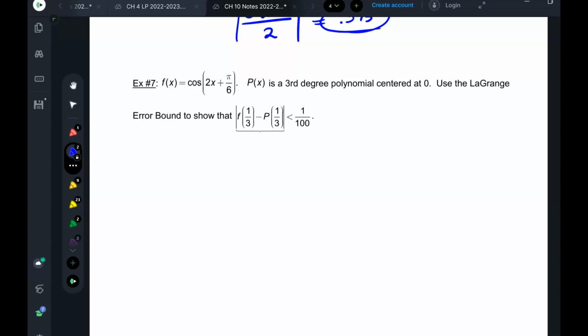Math class. Okay, f of x, so we have cosine of 2x plus pi over 6. I don't like this. Nothing not to like. P of x is a third degree polynomial centered at 0. That's a good thing. Centered at 0 makes it easier. Use the Lagrange error bound to show f of 1/3 minus p of 1/3 is less than 1/100.